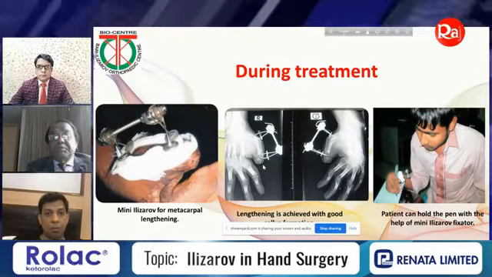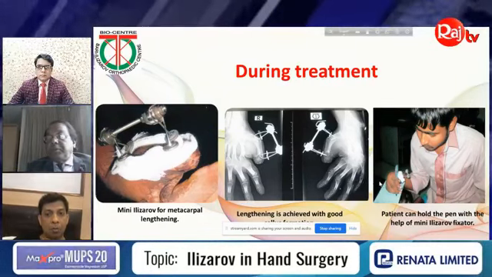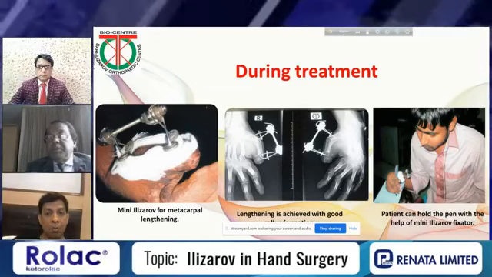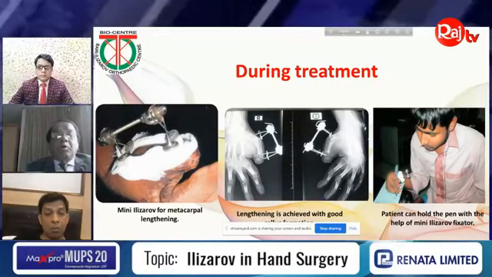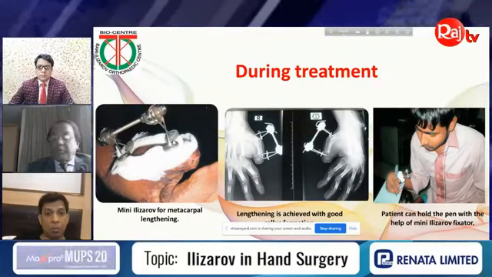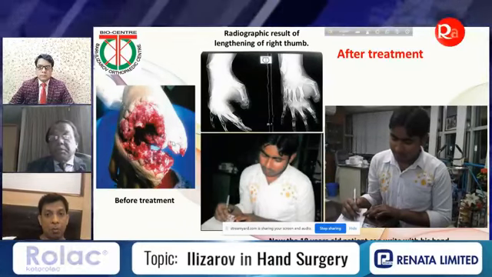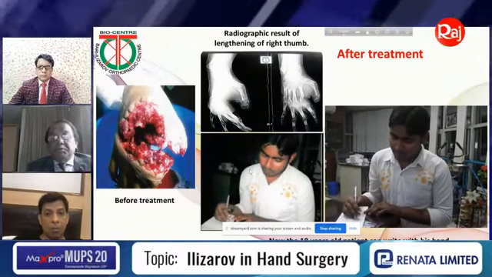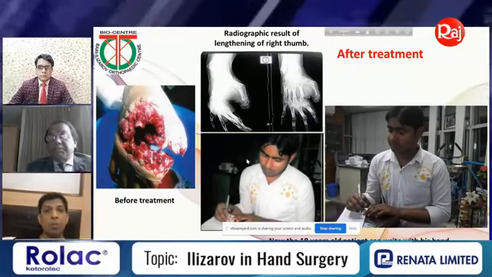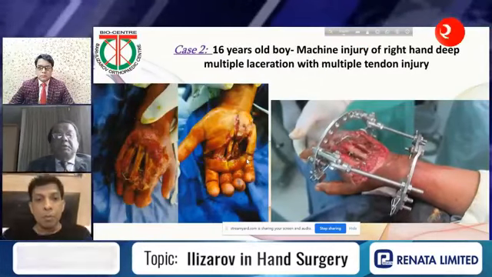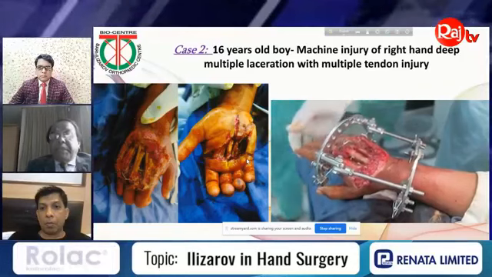This is one situation. In another situation, you can go for lengthening, and the patient can hold a pen with the help of the mini Ilizarov fixator. And this is the view. You can see all was corrected and lengthening of the thumb was done. And so now see, he can write, 18 years old patient, with his hand. This is before and this is after. Now, you can see here, it's a very bad case.